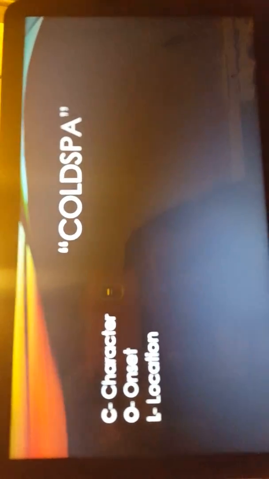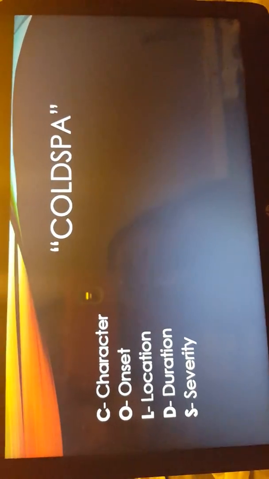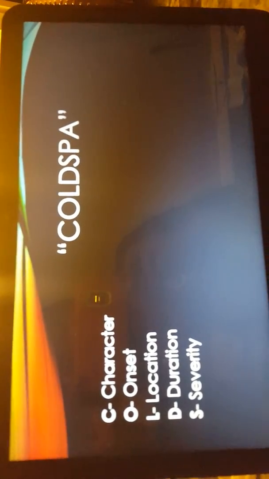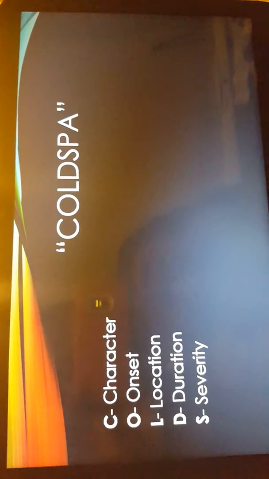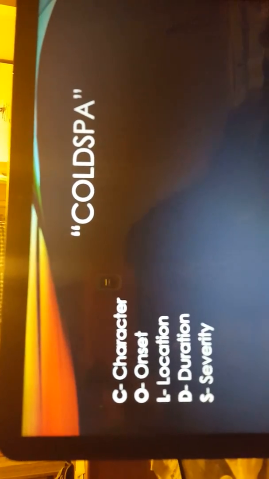The L is for location. Where is the problem area the patient is having? Where is it located? D is the duration. How long has it been going on? S stands for severity. How severe is it? Is it just a little bit of pain, a little bit of problem, a little bit of congestion? Is it a lot? Can you please describe it to me?